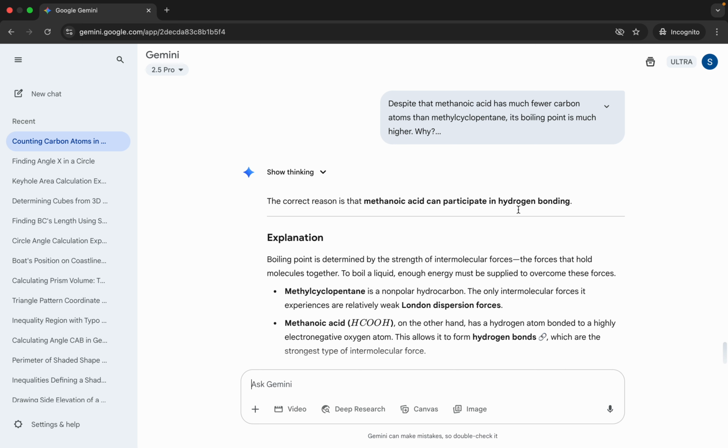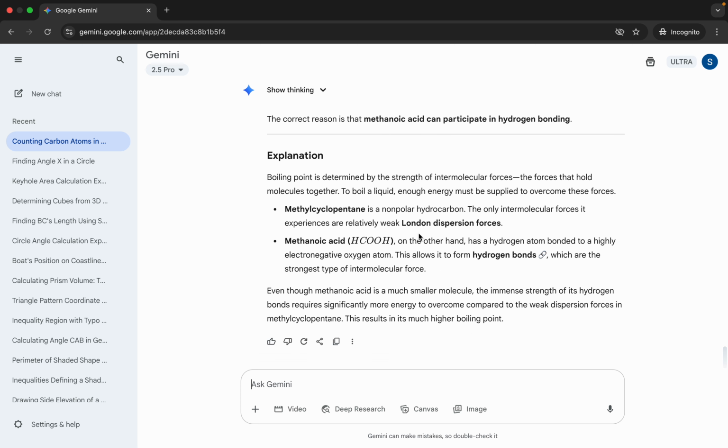Okay, so the correct reason is that methanoic acid can participate in hydrogen bonding. So here it gives the explanation: because boiling point is determined by the strength of the intermolecular force, the force that holds molecules together. So to boil a liquid, enough energy must be supplied to overcome these forces.